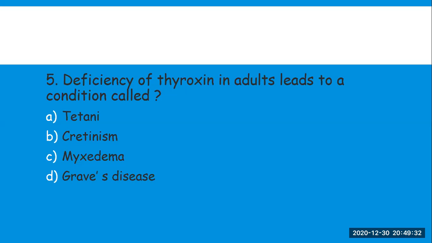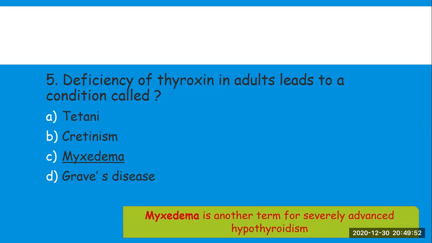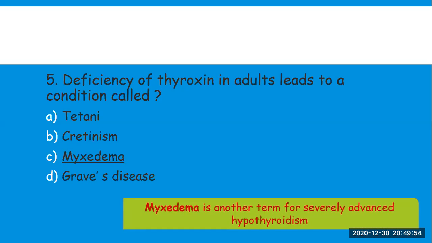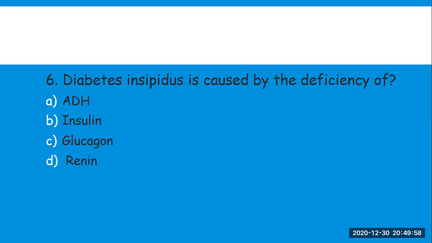Next question. Deficiency of thyroxine in adults leads to a condition called A, tetany; B, cretinism; C, myxedema; and D, Graves' disease. So here they're asking about hypothyroidism. Okay, so the condition is known as myxedema. It is another term used for severely advanced hypothyroidism.